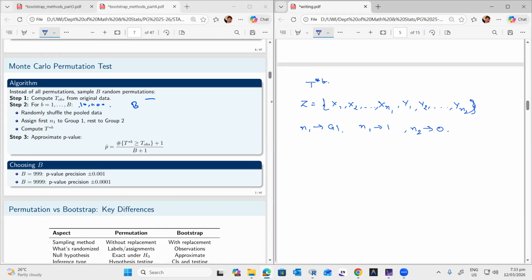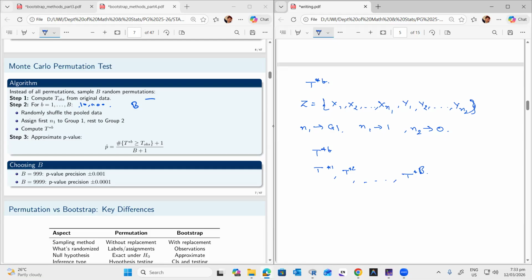This respects the conditioning on the observed data. After assigning n1, the rest we assign to group 2, and then we compute the new test statistic, that is t star b. For every permutation we compute t star 1, t star 2, up to t star capital B. That will be your test statistics for all possible permutations.